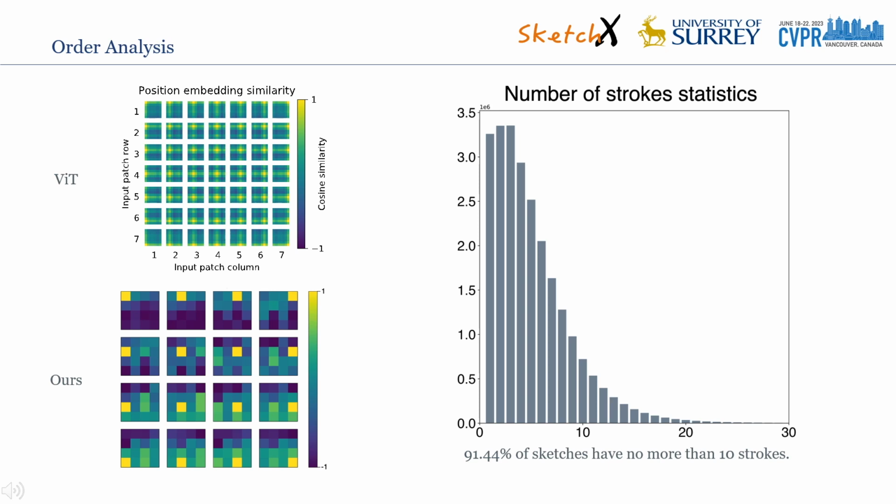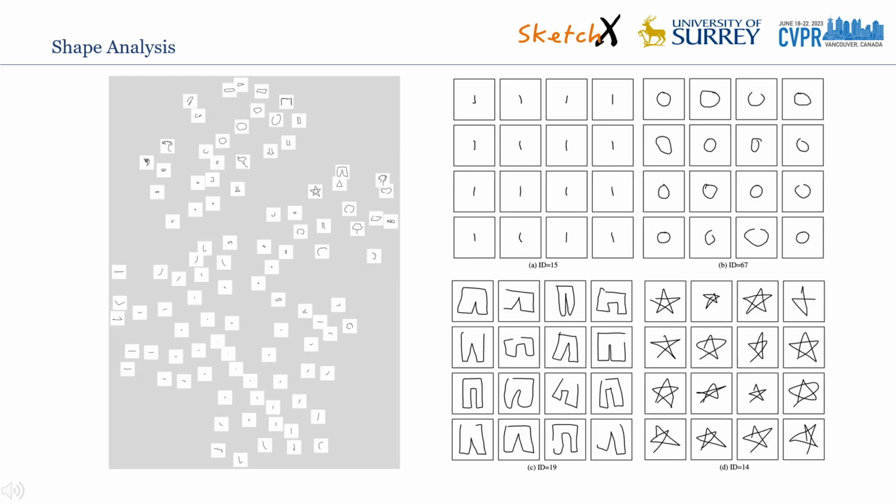Our order embeddings show the distribution of the number of strokes in all sketches. Over 90% of sketches have no more than 10 strokes. As order embedding is a learnable dictionary, it is difficult to get an effective gradient for the order index over 10. Here is the visualization of shape embeddings.